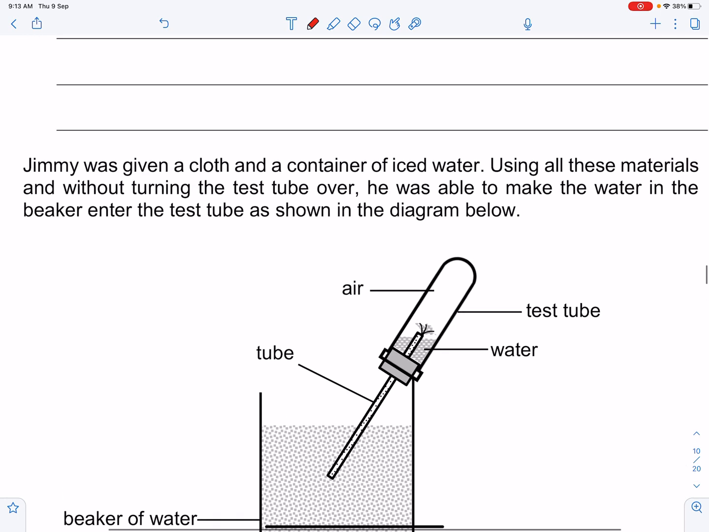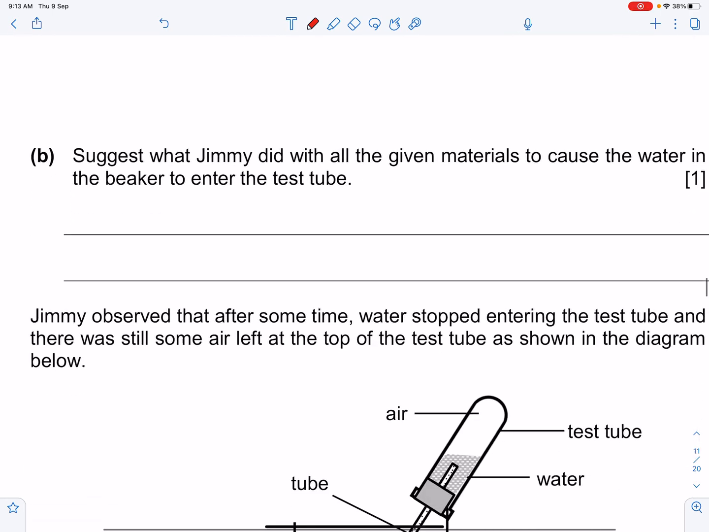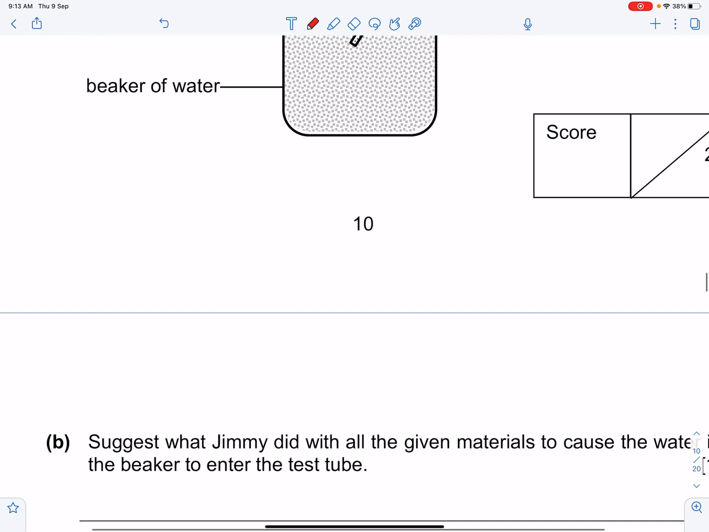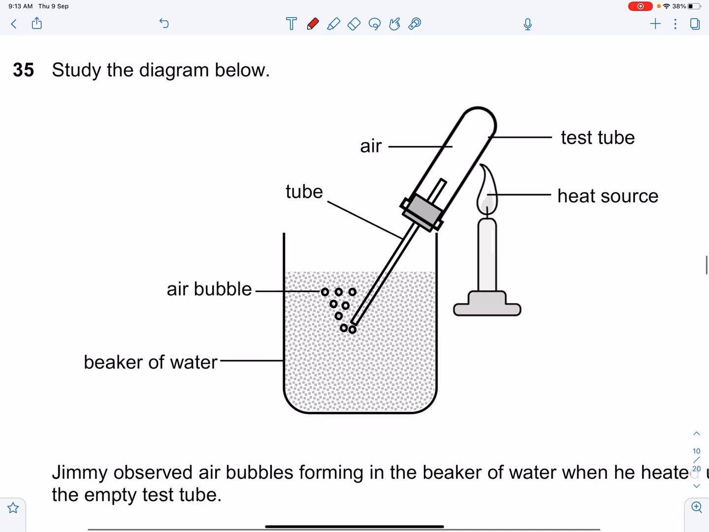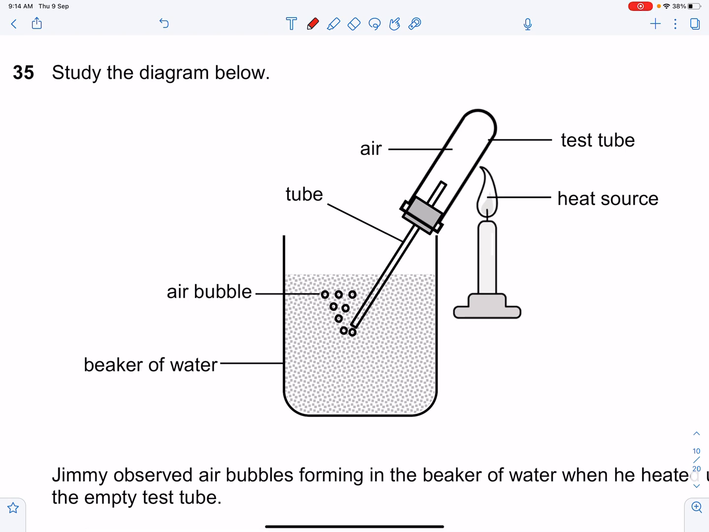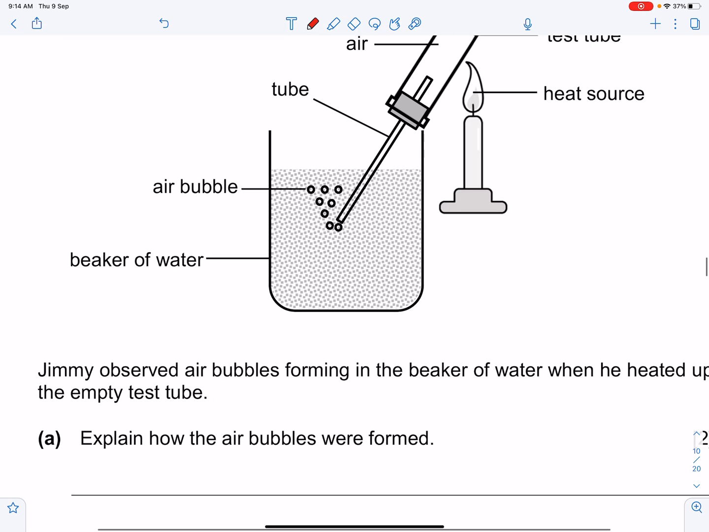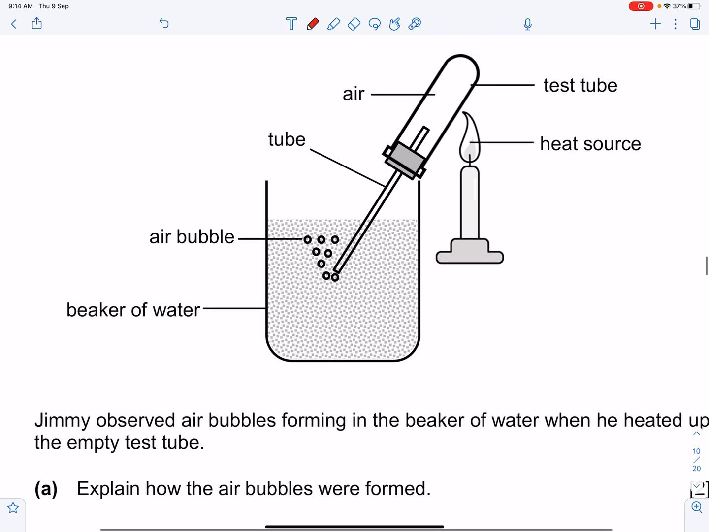I'm going to finish this off before I give you a break. So this will be the last question for today. Now, study the diagram below. Jimmy observed air bubbles forming at the beaker of water, which is over here, when he heated an empty beaker.